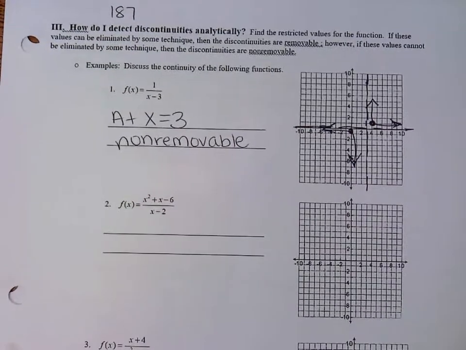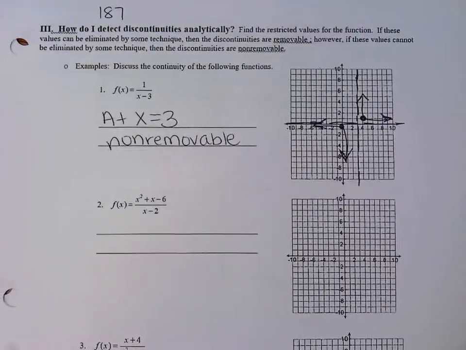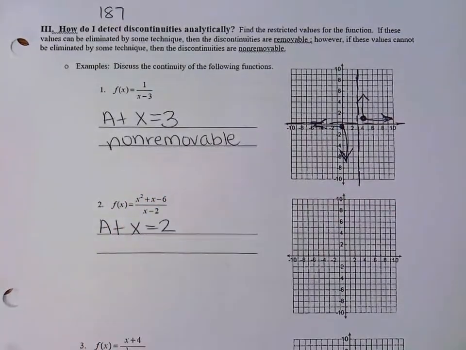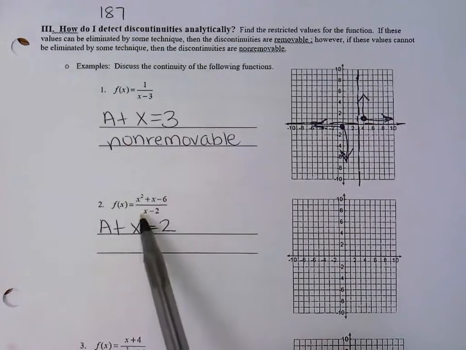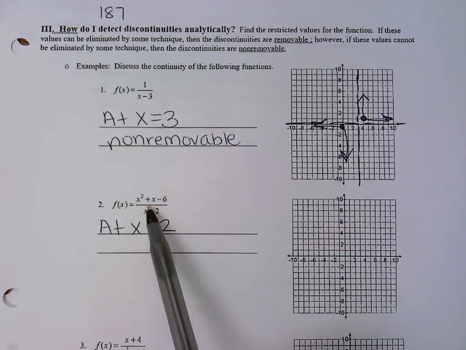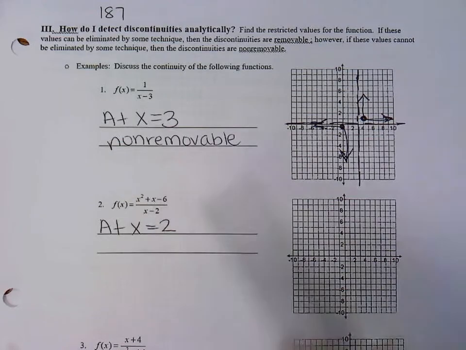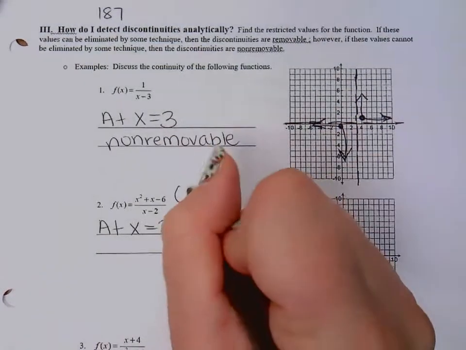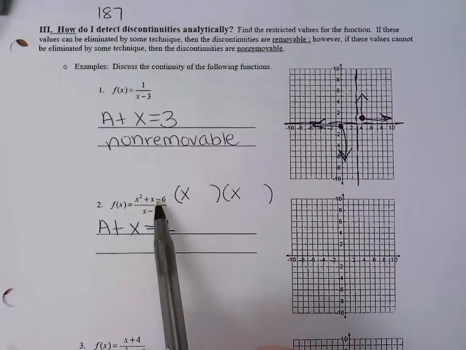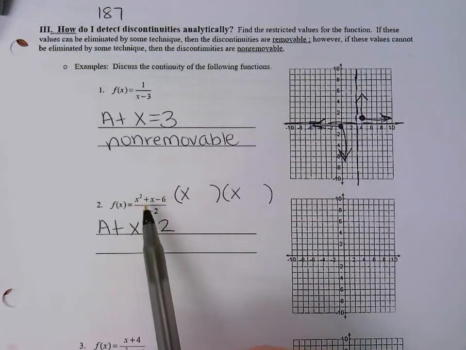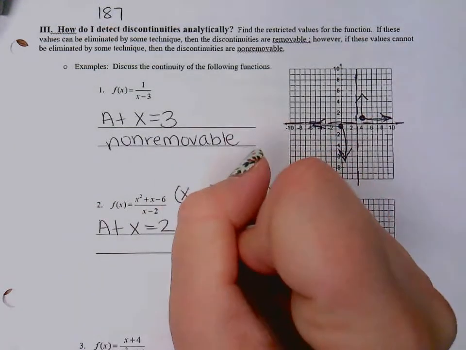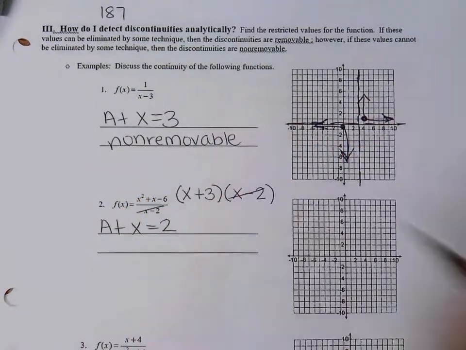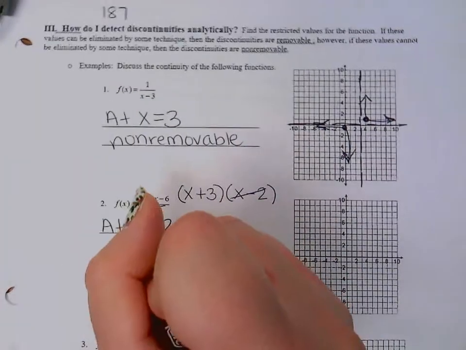So what happens in number 2? I should see if x equals 2 is going to be removable or non-removable. I know that 2 minus 2 is 0, which gives me 0 in the denominator. So I try to factor the numerator. It's going to be x times x, and I'm looking for the factors of -6 that add up to 1. So it would be x plus 3 and x minus 2. The x minus 2 just cancels, right? So it would be removable.